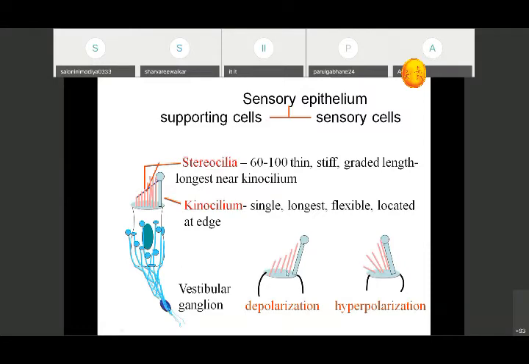This will cause opening of the potassium channels and the calcium channels. Because of the opening of the potassium and calcium channels, there will be an increase in the polarity leading to depolarization. Now when the kinocilium and the stereocilia are moving in an inward direction, it will cause closure of the channels present at the base, leading to hyperpolarization.